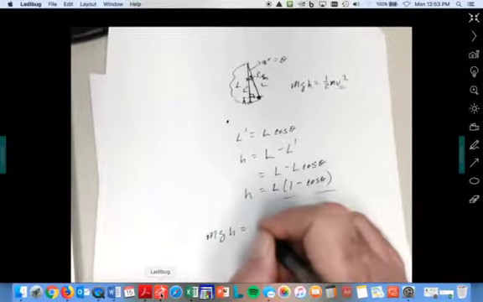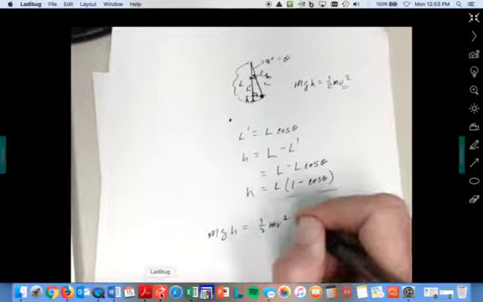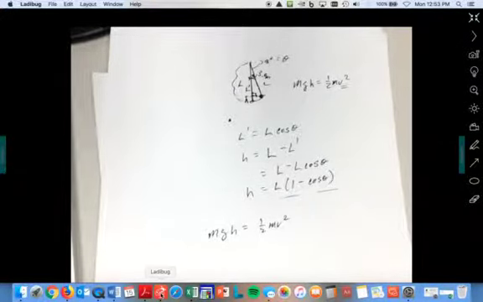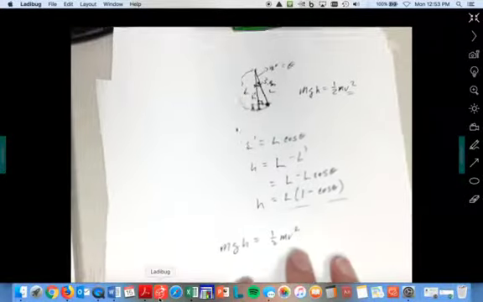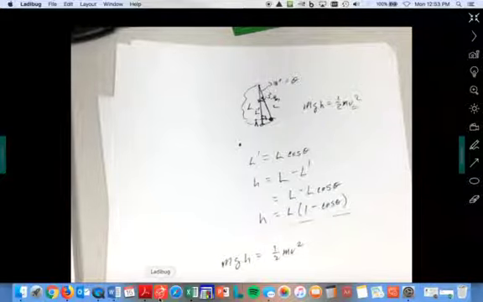And then you just have mgh is equal to 1/2 mv squared. And notice the masses cancel. Did they give us a mass for the bob? Usually, if they don't give you a mass... I'm just curious if they gave us a mass for the bob. No, they didn't. Oh, they did. But it's going to cancel anyway. So this is how you do it. And that's how you find h.